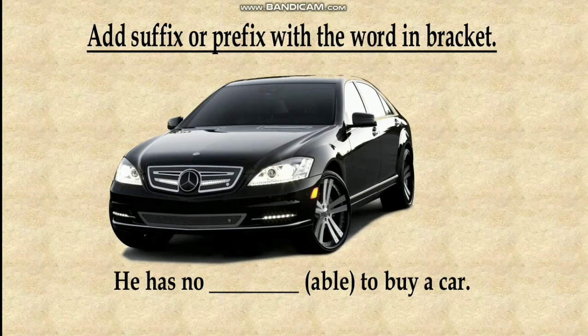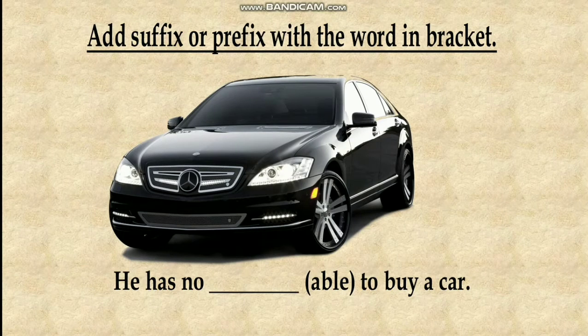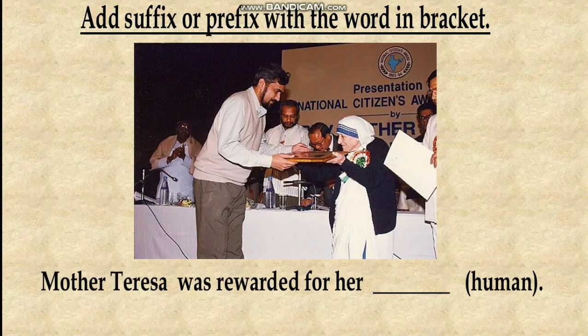What do you see? He has no able to buy a car. The sentence is grammatically incorrect. But if I say, he has no ability to buy a car, the sentence is correct. So I have added ity as a suffix to correct the sentence.